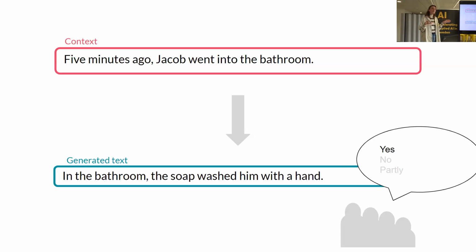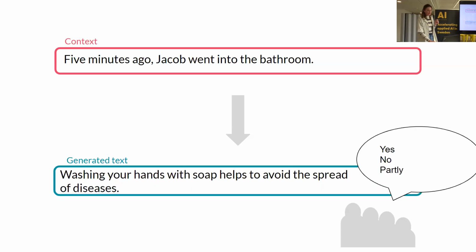It's important that in this metric, we only underline the fact that it should be a continuation of the context and not logical, because that's our other metric. So in this case, 5 minutes ago, Jacob went into the bathroom, and in the bathroom, the soap washed him with a hand. It doesn't really make sense, but it follows the context. So in this case, it's actually a correct example. But this is then a wrong one, because 5 minutes ago, Jacob went into the bathroom, and washing your hands with soap helps to avoid the spread of diseases. It's a perfect sentence, but it doesn't follow the context at all. So this is then a no.